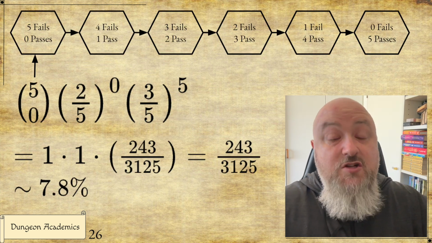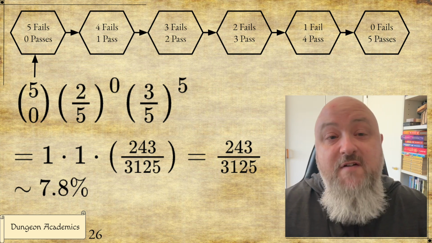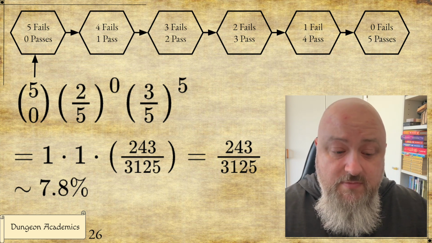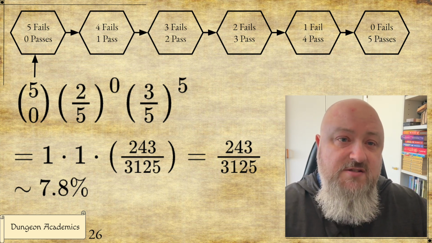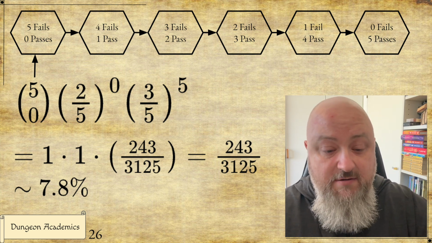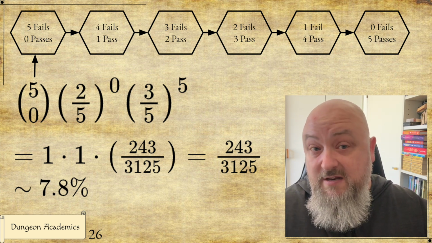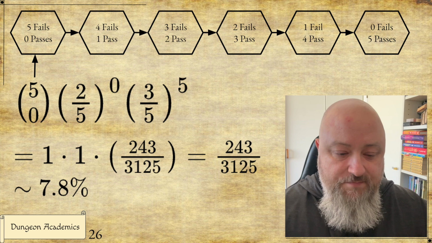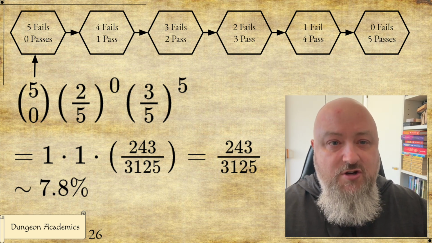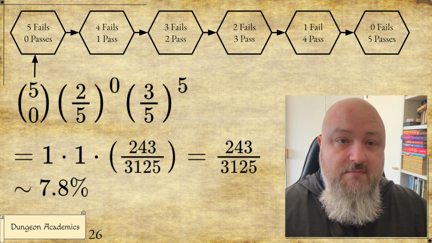Okay, so let's look at the other possible outcomes. Let's start at the beginning. 5 failures and 0 successes. We're going to start with 5 choose 0. Then we have 0 successes, so that's the probability of success, 2 in 5, to the power of 0. And then we have 5 failures, so that's 3/5, the probability of a failure, to the power of 5. Now, 5 choose 0, there's only one way to arrange 5 failures. They must all fail, so that's 1.